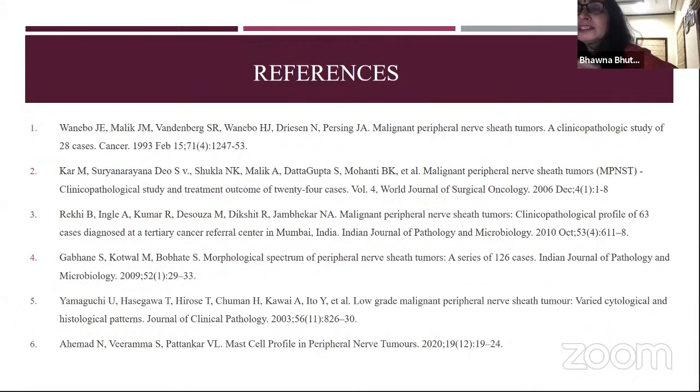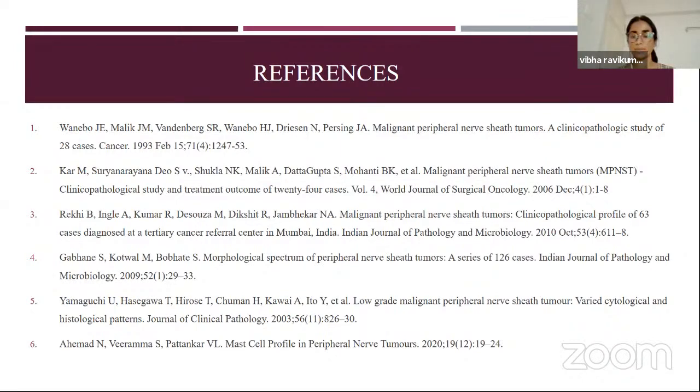If there is no question, I just want to ask you one thing. Did you find any difference in the clinical presentation between the NF1 positive and non-NF1 positive MPNST cases? Neurofibromatous and non-neurofibromatous cases. Clinical presentation, was there any difference? Site of presentation?